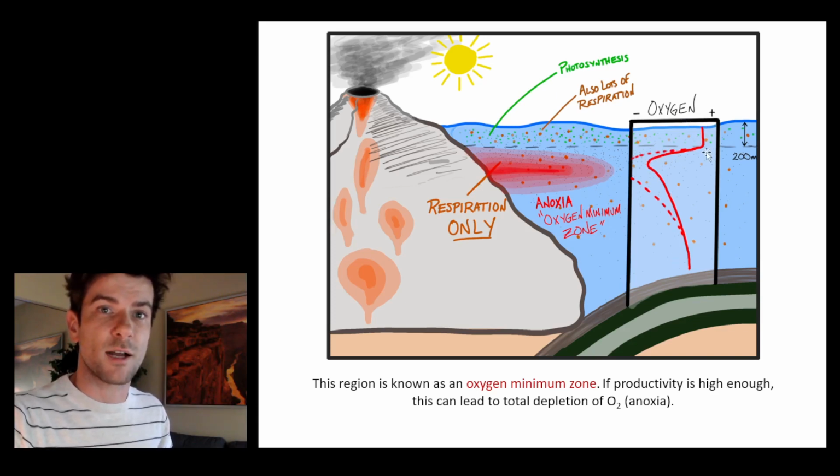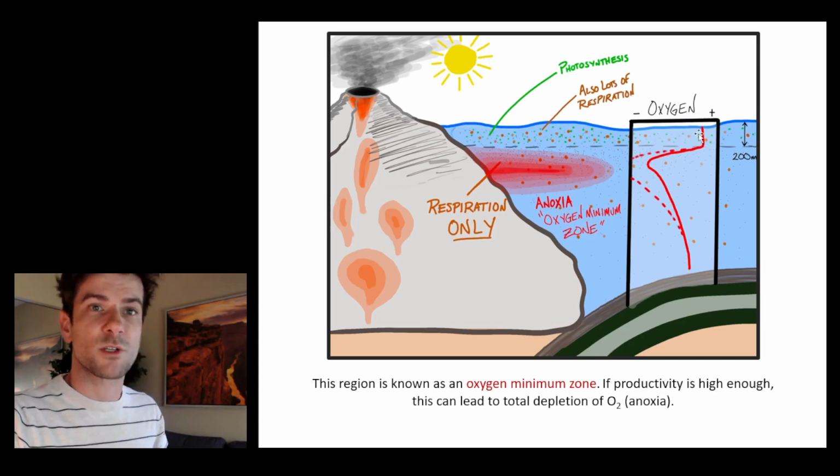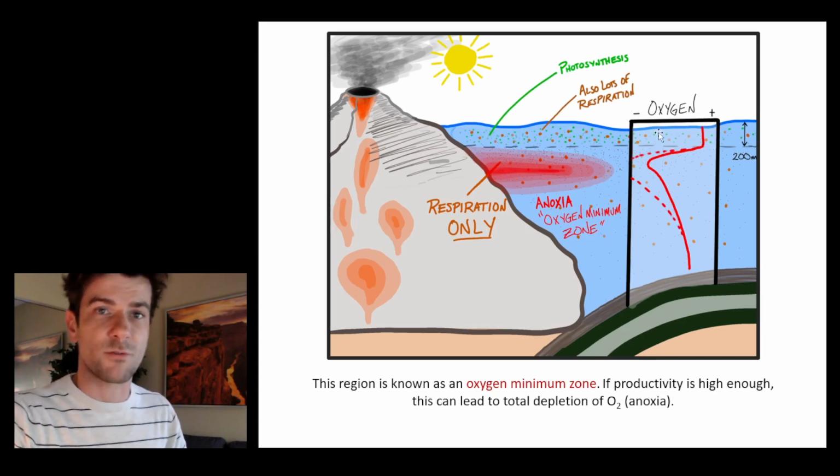This is a profile of dissolved oxygen in the water. It's very high in the surface ocean because you have lots of photosynthesis occurring, producing oxygen. But once you get down below the photic zone where it's no longer being produced, oxygen is being consumed through respiration, but not being produced. And so it drops to a minimum. Sometimes it can even become completely anoxic, as the dotted line there shows.